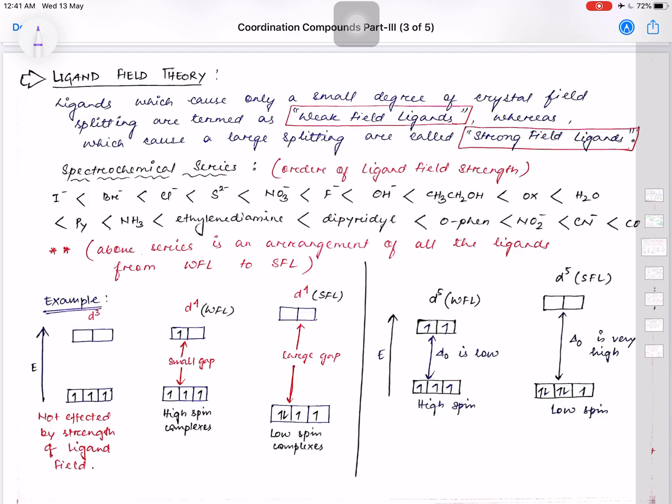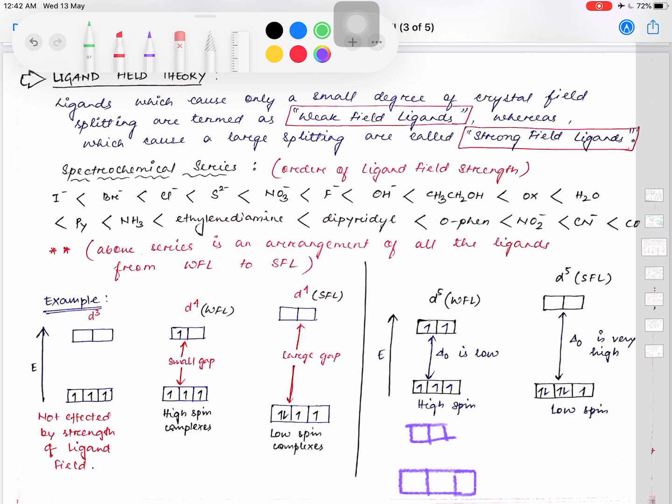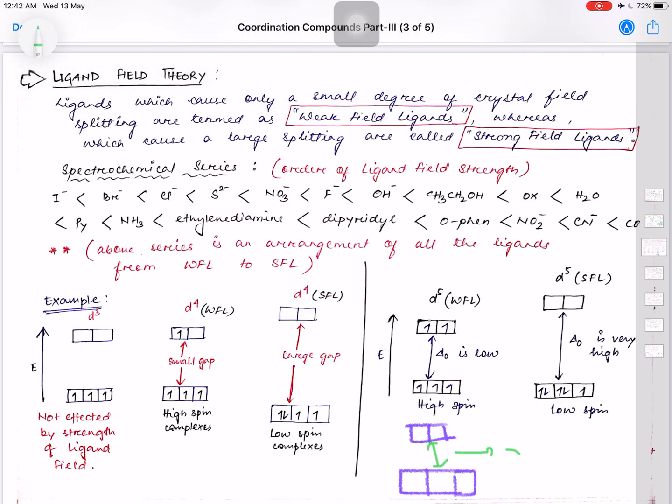Say for example you have the t2g and eg levels. Now if your ligand is a weak ligand, called a weak field ligand (WFL), then this gap will be very small. But if a ligand is very strong, then this energy gap will be high.